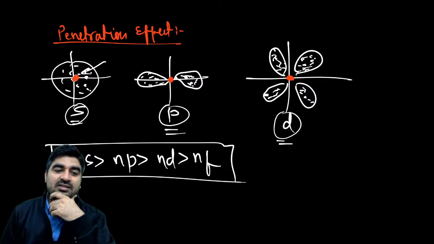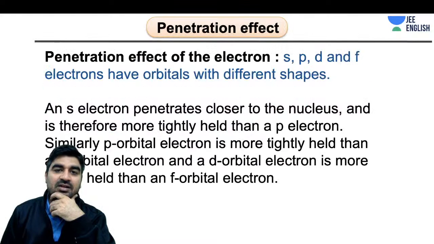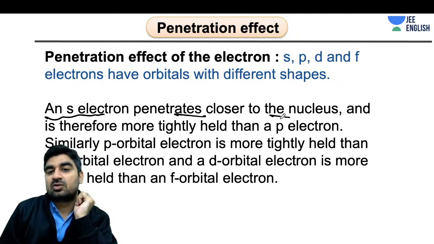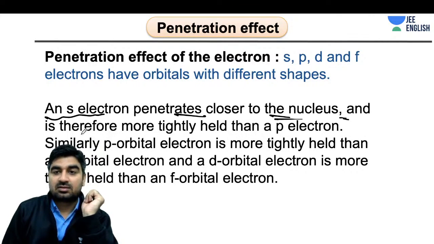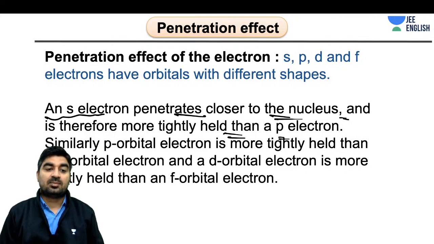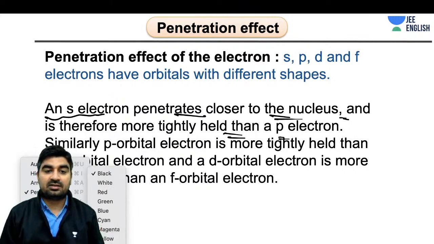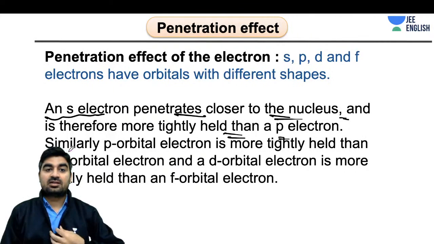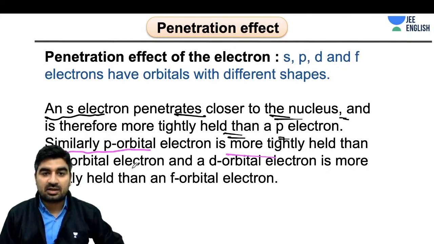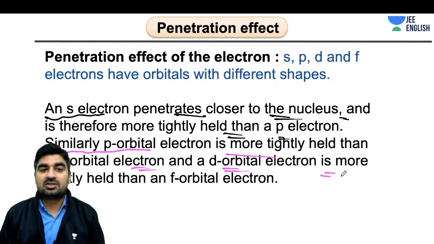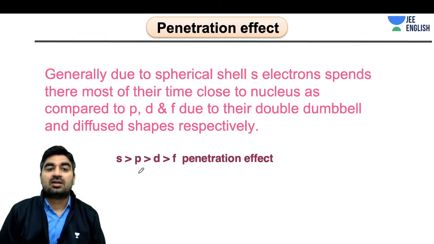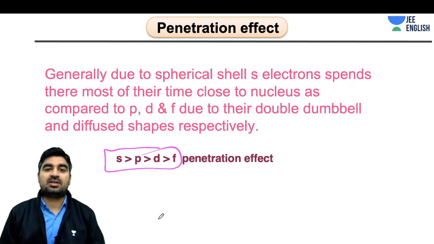So now what is penetration effect? Now you can read it again and it will be clear. As S electron penetrates closer to the nucleus, it is therefore more tightly held than p electron. Similarly, a p orbital electron is more tightly held than a d orbital electron, and a d orbital electron is more tightly held than an f orbital electron. So I can say the order of penetration will be this.